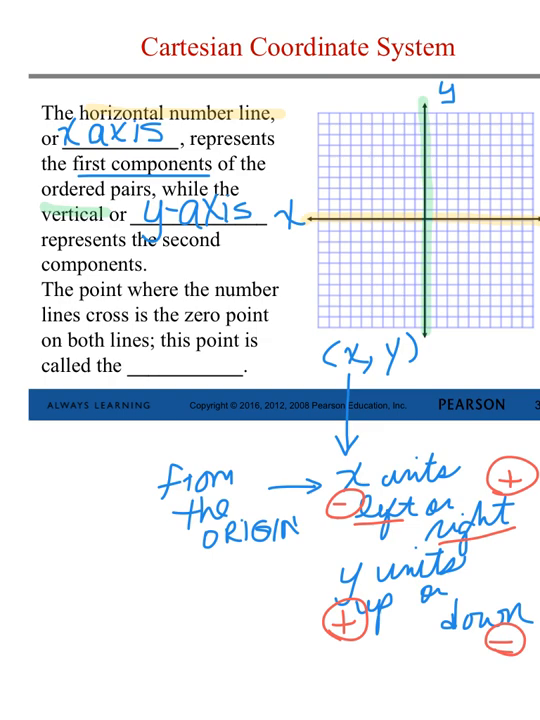So the origin that we mentioned here, the origin is at the point (0, 0). It's the point where your x and y axes intercept each other. It's called their intersection point.